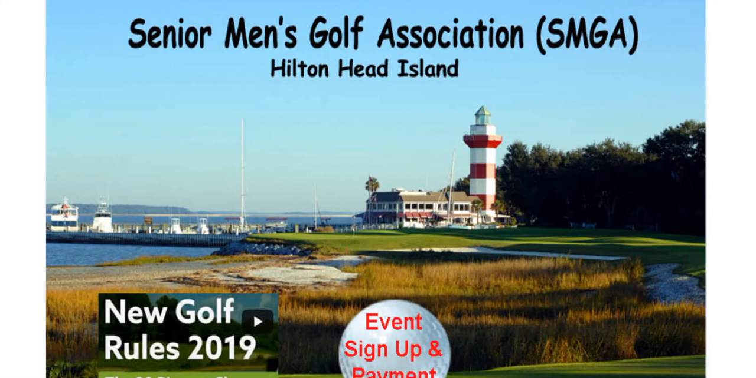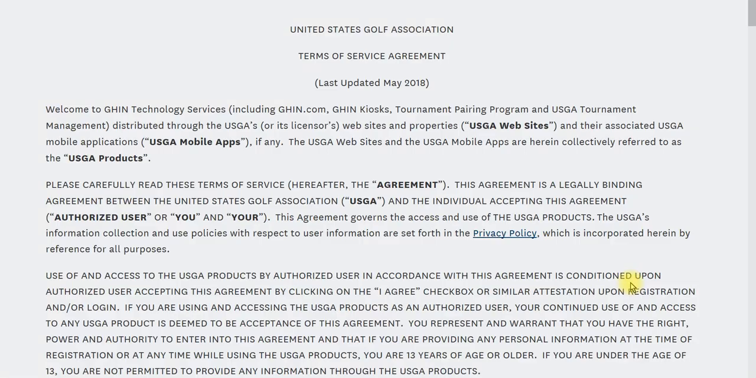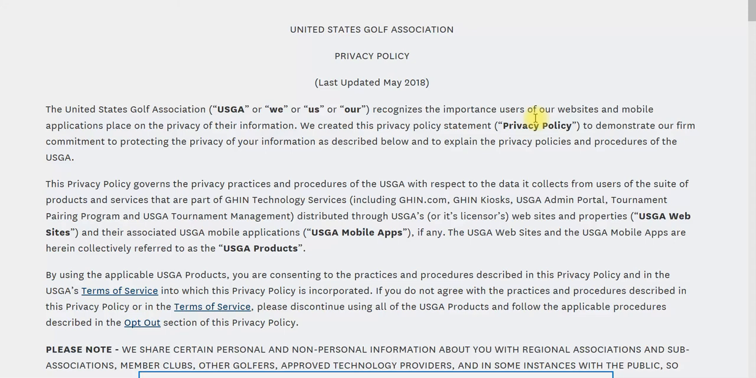Following that, you will be taken to 2 pages of policies required under the USGA Tournament Management Program. The first will be the Terms of Service Agreement, which you will be asked to review and approve. The second will be the privacy policy of the USGA and the Tournament Management System, which you will also be asked to review and approve.